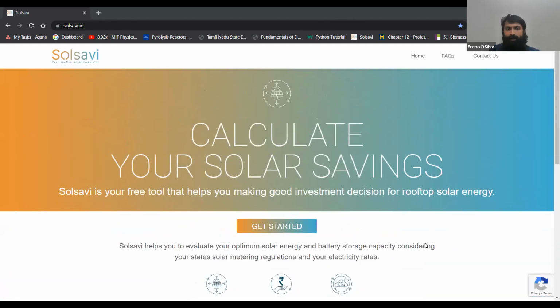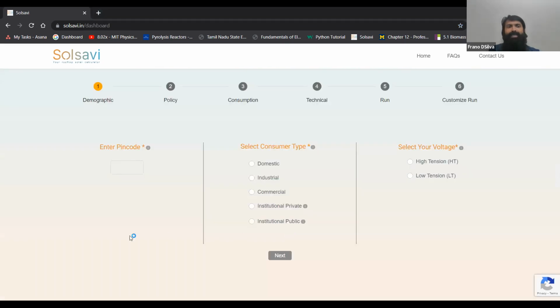To go further on the simulation, we have to press the Get Started button, which takes us to the first page of the Solsavi web tool, that is the demographic page. At the demographic page, we have to define our location by giving the PIN code. We have to define our consumer type, as well as define the voltage category that we are simulating the scenario for.